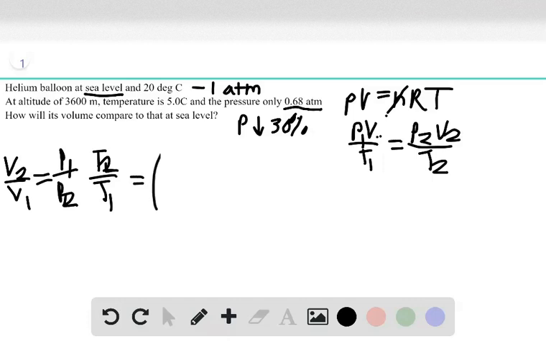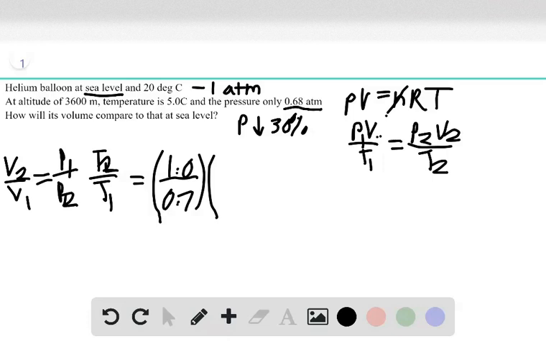So we said that for pressure, it decreased by 30%. So we can just set up a ratio. So the original pressure was 1. 30% less than 1 is 70%, which is 0.7. Okay, so that's going to be a relationship between pressure.